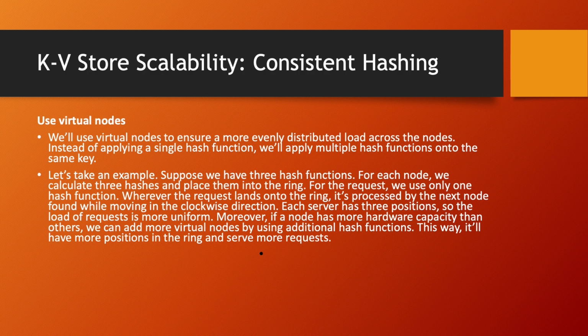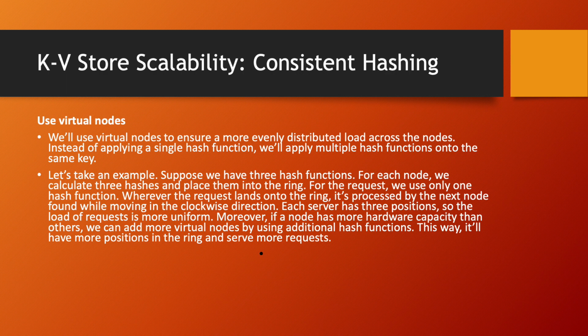A trick we can employ to address the hotspot is the use of virtual nodes. We'll use virtual nodes to ensure a more evenly distributed load across nodes. Instead of applying a single hash function, we'll apply multiple hash functions onto the same key. Let's see an example. Suppose we have 3 hash functions. For each node, we'll calculate 3 hashes and place them on the ring. For the request, we use only 1 hash function. Whenever the request lands on the ring, it's processed by the next node found while moving in the clockwise direction.